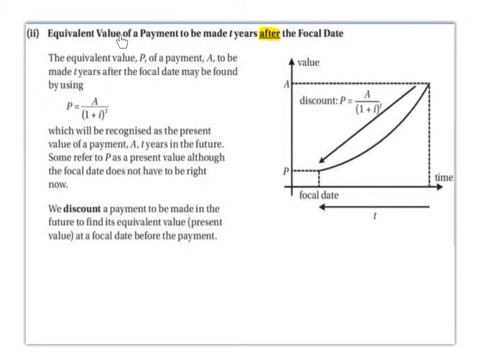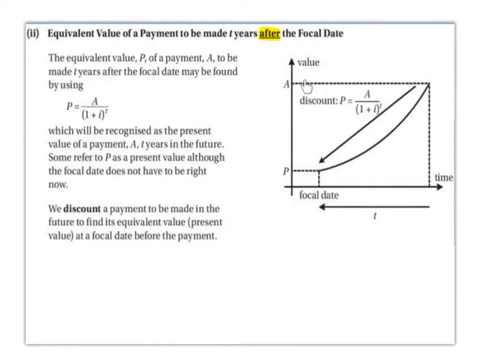Part 2, equivalent value of a payment to be made t years after the focal date, the comparison date. The equivalent value P of a payment A to be made t years after the focal date may be found by using P equals A divided by (1 plus i) to the power of t, which will be recognized as the present value of a payment A t years in the future. Some refer to P as a present value, although the focal date does not have to be right now. We discount a payment to be made in the future to find its equivalent value, or present value, at a focal date before the payment.